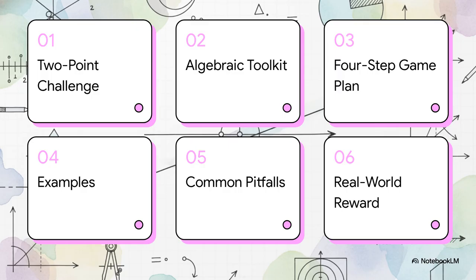And here is our roadmap for conquering this thing. We'll start by defining the challenge and checking our toolkit. Then I'll give you a 4-step game plan. After that, we'll practice with a few examples, talk about how to dodge common mistakes, and finish up with why this is such an awesome skill to have.